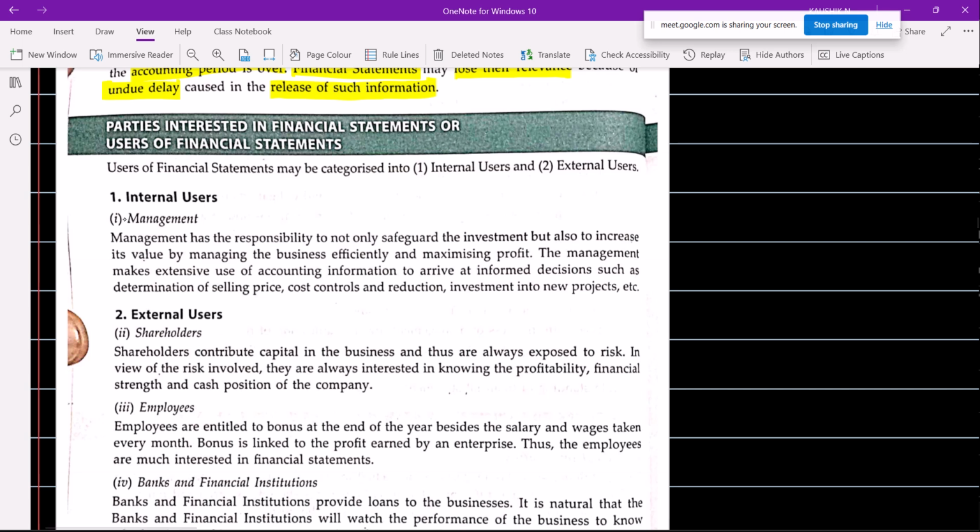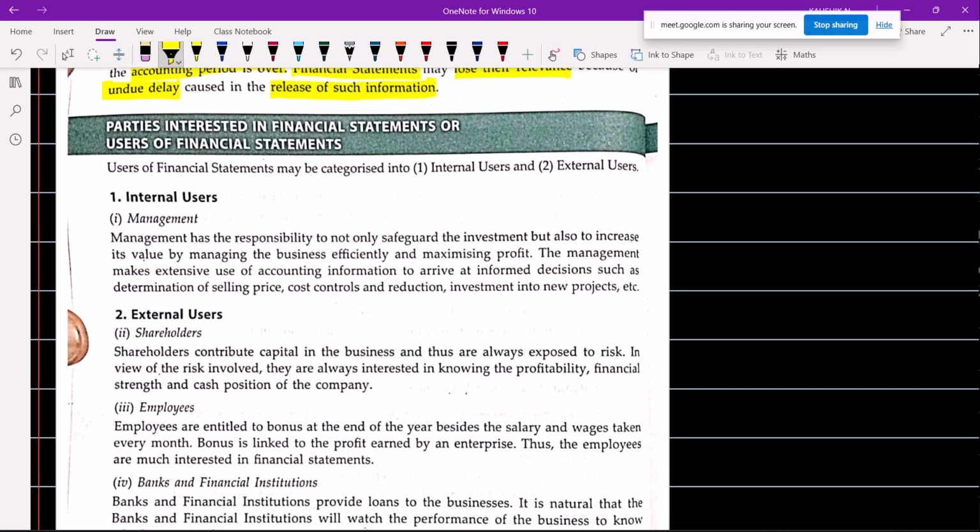Management has the responsibility to not only safeguard the investment but also to increase its value by managing the business efficiently and maximizing profit. Management makes extensive use of accounting information to arrive at informed decisions such as determination of selling price, cost controls and reduction, investment into new projects, etc.